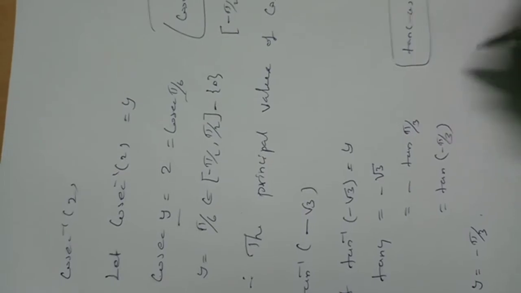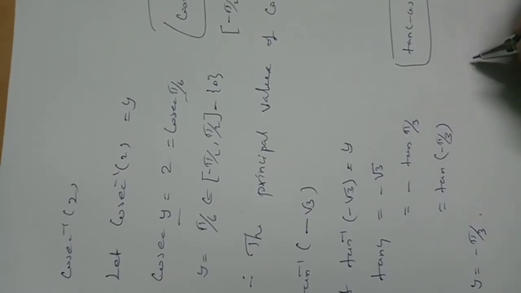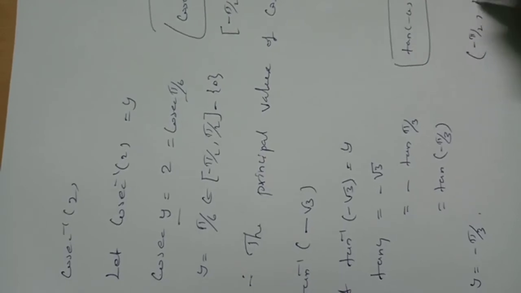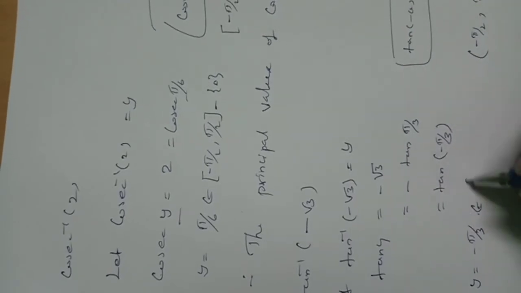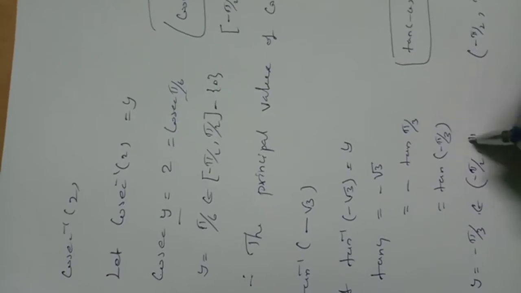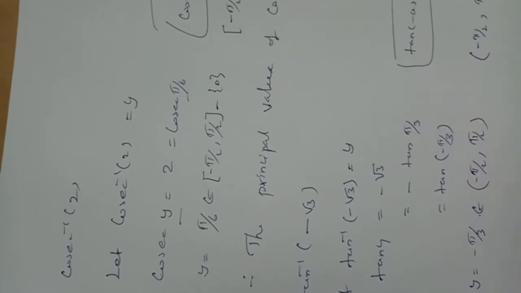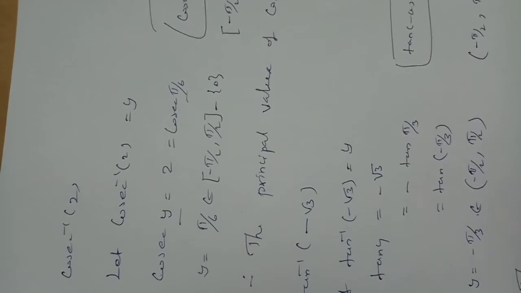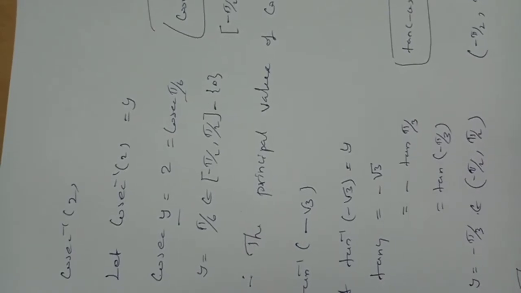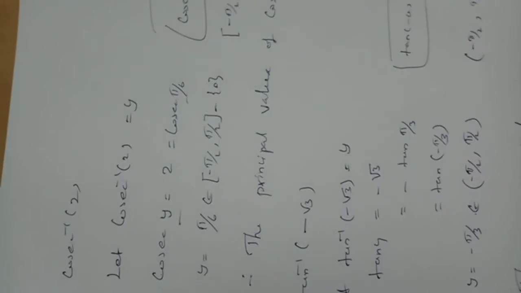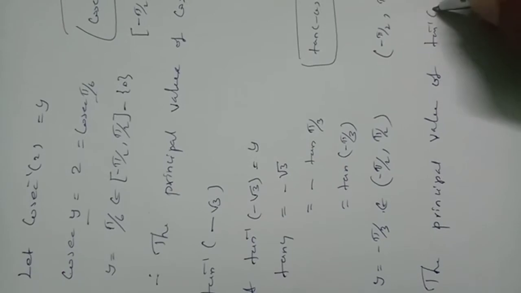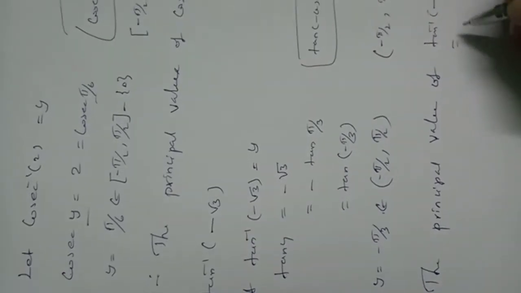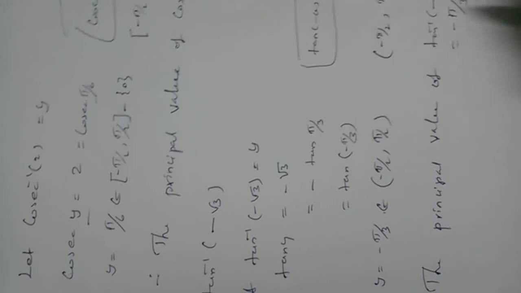Then check the range. The principal value range of tan inverse is minus pi by 2 comma pi by 2, an open interval. Here minus pi by 3 belongs to minus pi by 2 comma pi by 2. Therefore, the principal value of tan inverse of minus root 3 is equal to minus pi by 3.